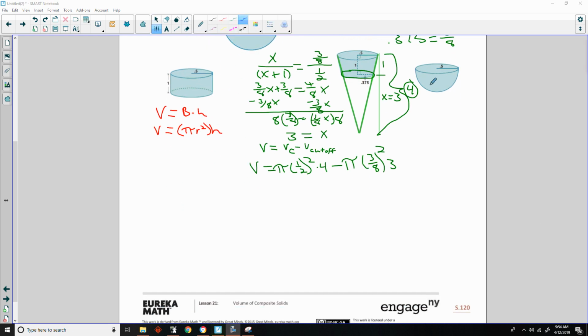Now I do the volume of this. Well, the volume of a sphere is 4/3 pi r cubed. But it's only half of that, so it's 1/2 of 4/3 pi r cubed.